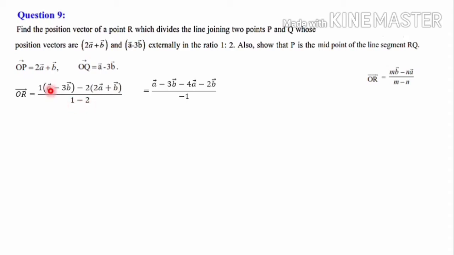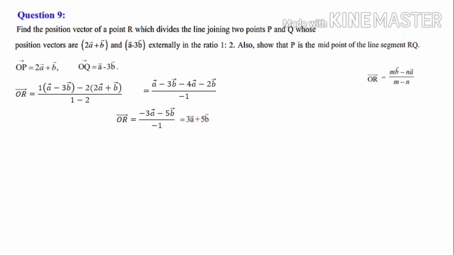Let's go for calculation. A minus 3b into 1 is a minus 3b, minus 2 into the vector, that is 2 into 2 is 4, 4 into vector a, minus 2 into vector b, divided by minus 1. Here a and minus 4a, that is we will get as minus 3a, and minus 3b, minus 2b, that is minus 5b, divided by minus 1. Here there is a minus sign common in both numerator and denominator. Let's cancel it and we will get the final answer as 3a plus 5b. 3 into vector a plus 5 into vector b.